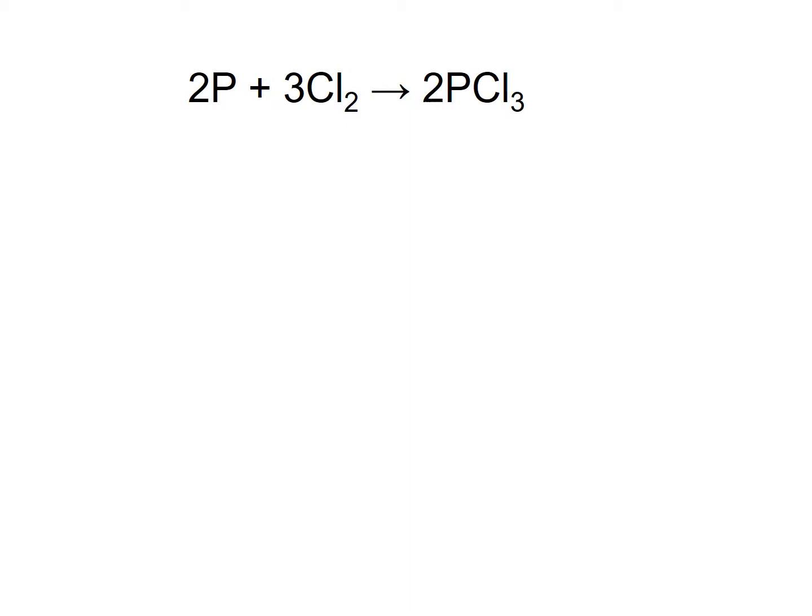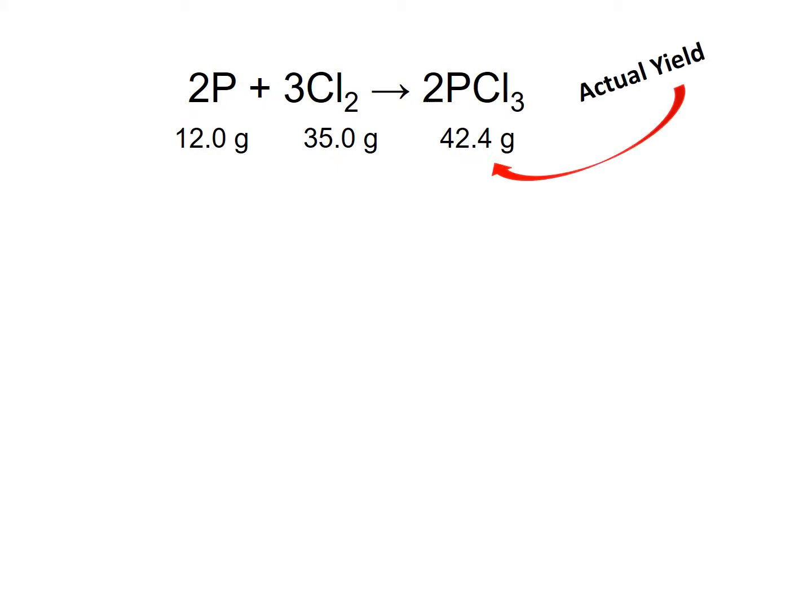Okay, so let's put the amounts. It's always a good idea to put the amounts given to us in the problem under the reactants and the products so we can see what we're doing. There we go. Now notice that we have 42.4 grams, and that is product, so that's going to be our actual yield. What about the other two?